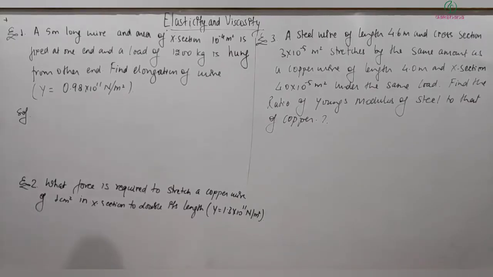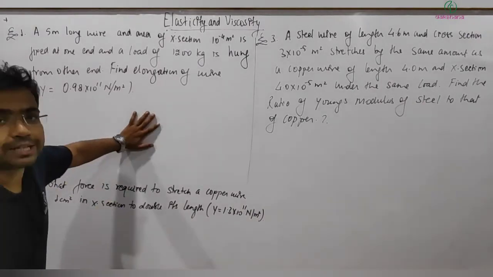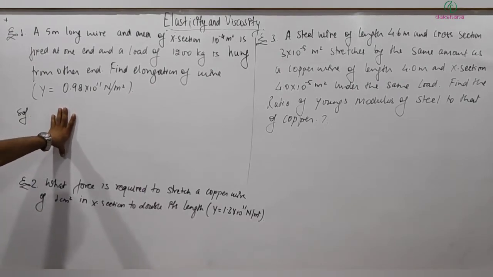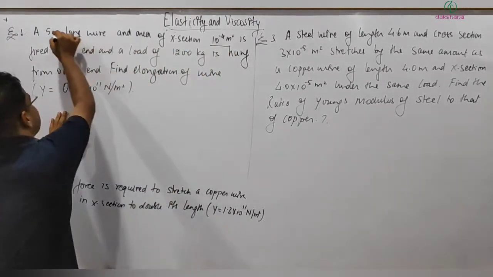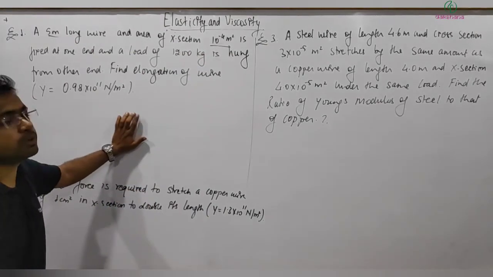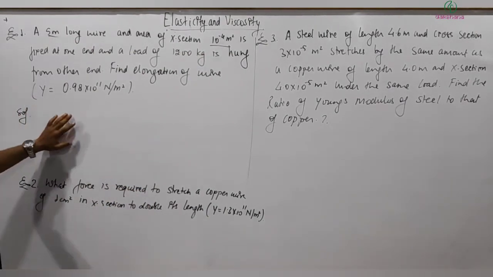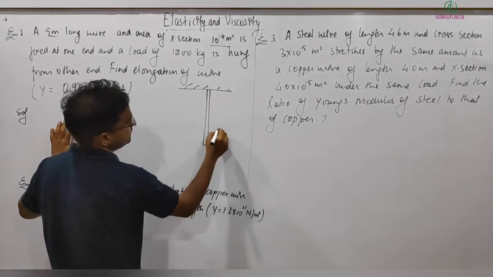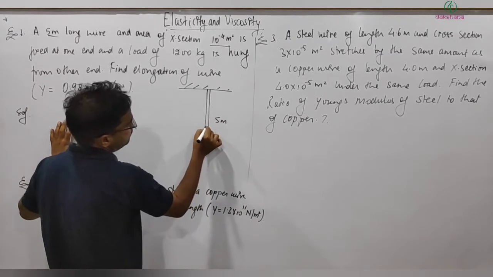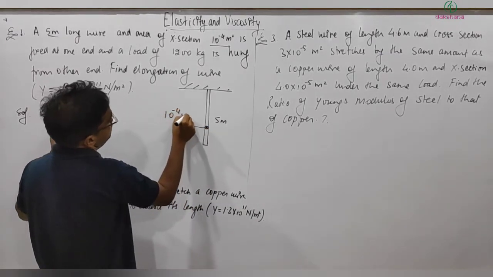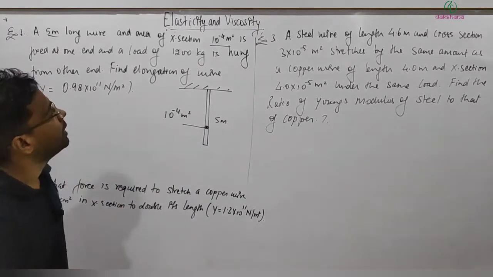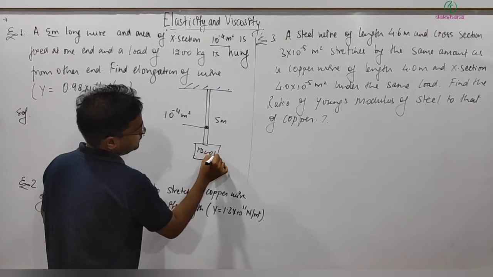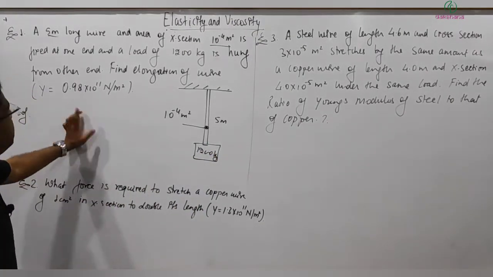Okay, let's see some applications based on the concept that we just have studied. Here we have a simple problem: a 5 meter long wire with area of cross section 10⁻⁴ meter square is fixed at one end. So this is a wire fixed at one end, its length is 5 meter, area of cross section is 10⁻⁴ meter square, and a 1200 kg weight is hung from the other end.